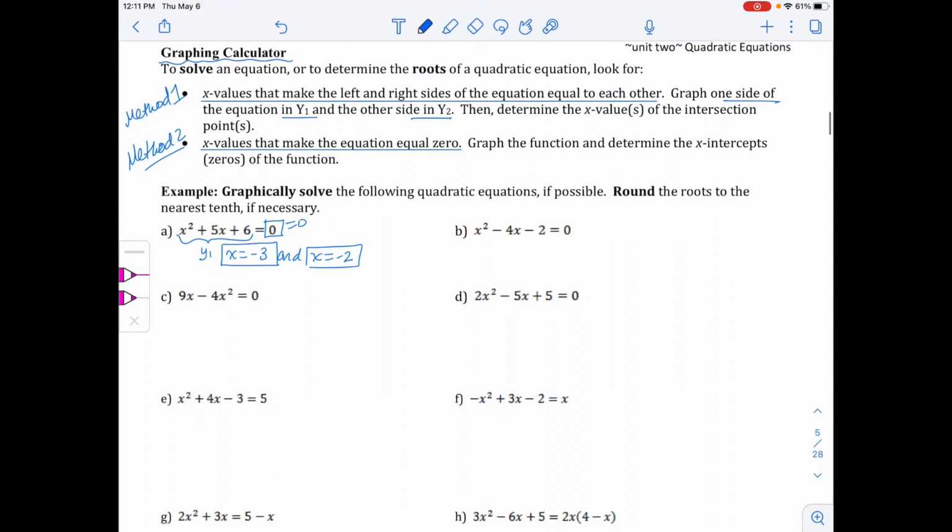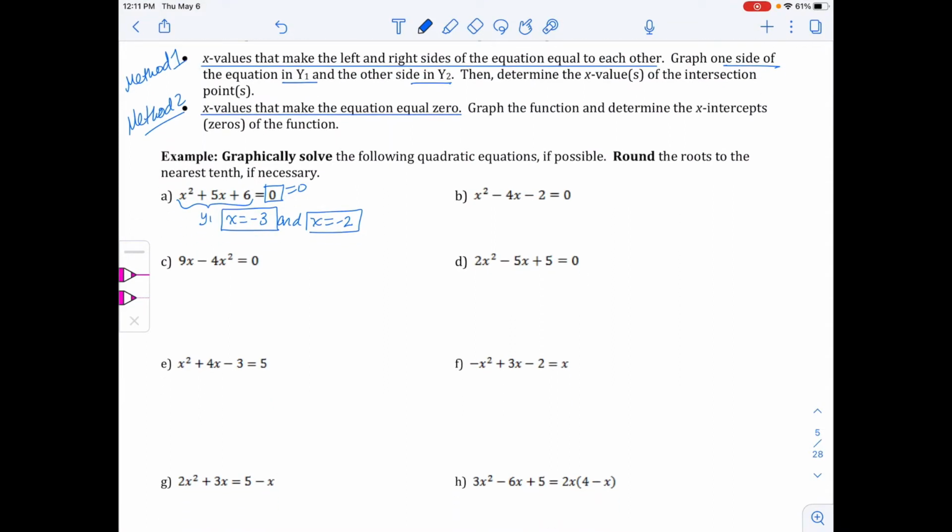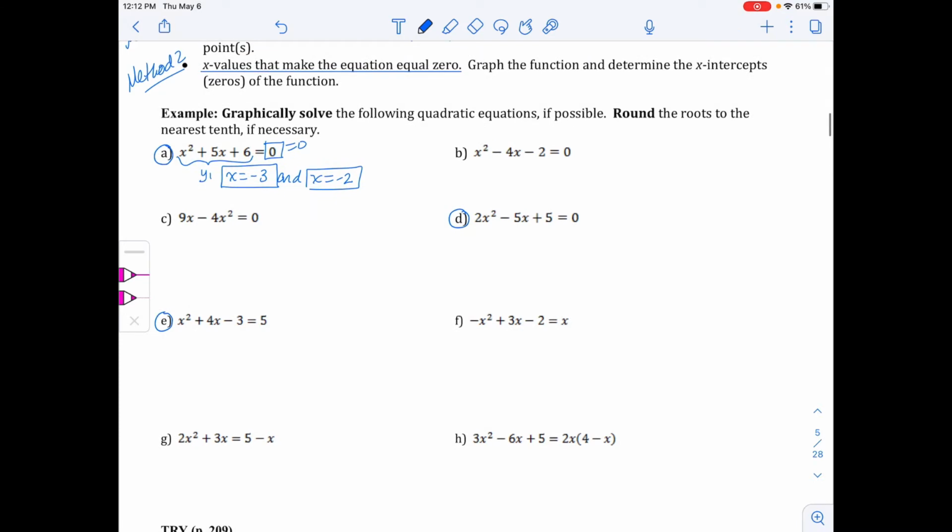Okay, if we look at question D, we're not doing all of these. I would like to do A, D, and then E. So for question D, what I want to do again is enter this in a y1 format.